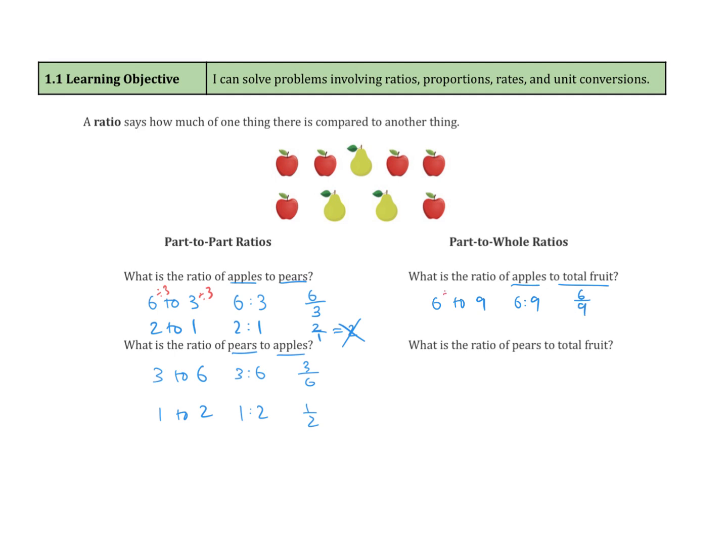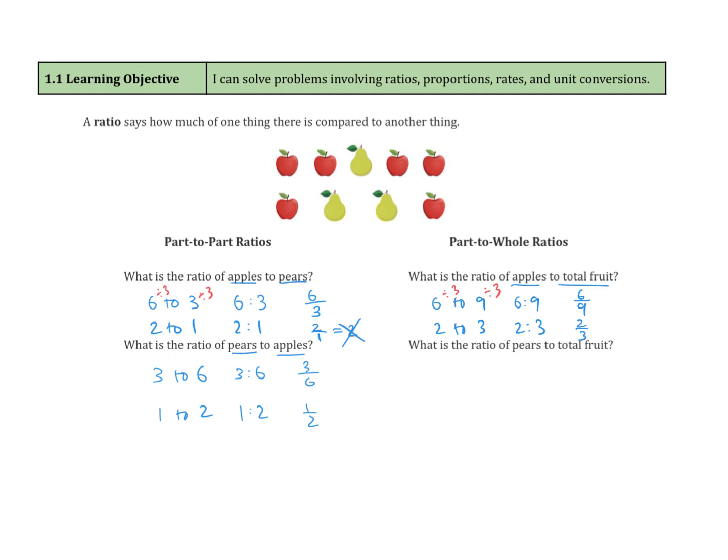Again, both those numbers can be divided by 3, which would give me 2 to 3. Or we can write it like that. And what this means is for every 2 apples, there are 3 pieces of fruit in all. Or out of every 3 pieces of fruit, 2 are apples. So feel free to pause the video and try the last one on your own.